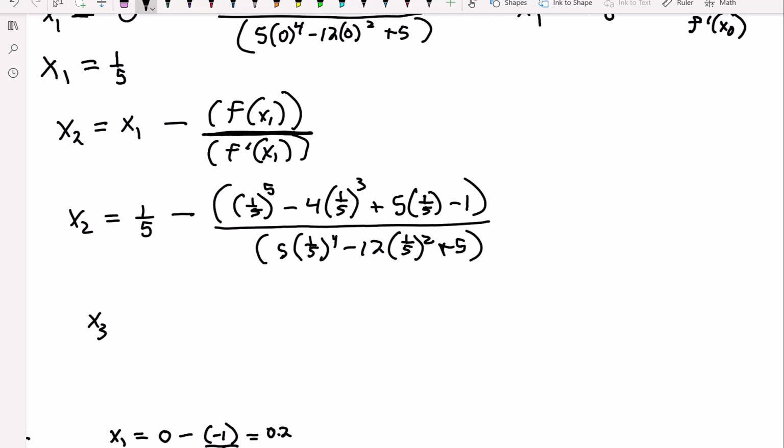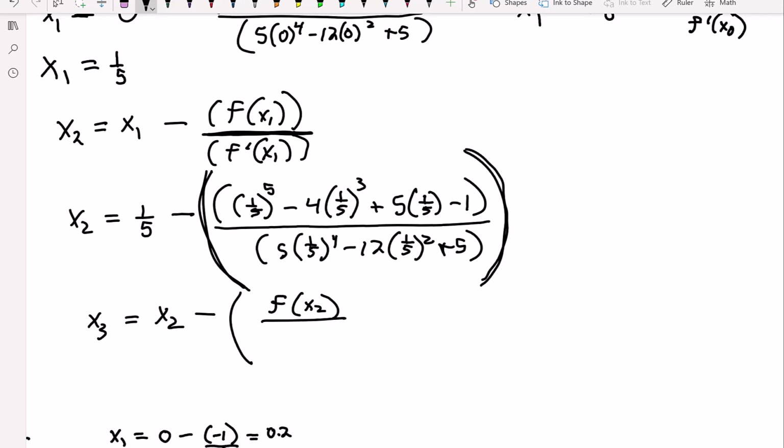So x3, the third iteration, will be the x2 subtract. So if you're putting in a calculator, you would have to do this. If you do it individually, then yeah. But if you type it all in just like that, you should be okay. So it's x2 minus f of x sub 2 over f prime of x sub 2. And that would find the third iteration that they're talking about.